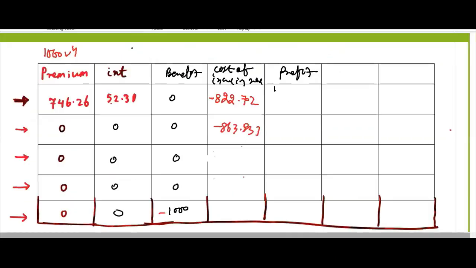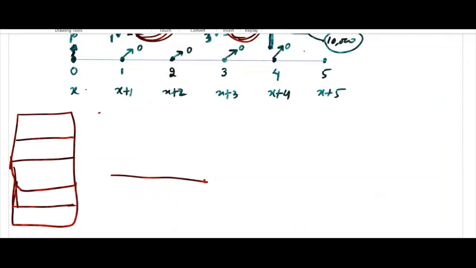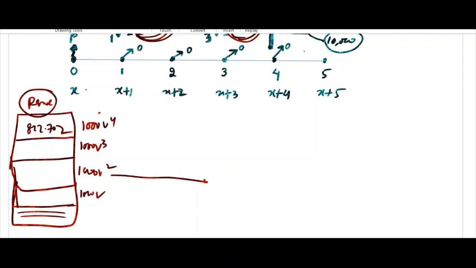What is the first one? 822, 702. You tell me all this. This is reserve. You have to form reserve. Then you tell me this. This is 1000 V4. You tell me 1000 V3. This is not required. Yeah, quick. Once again, you tell me.